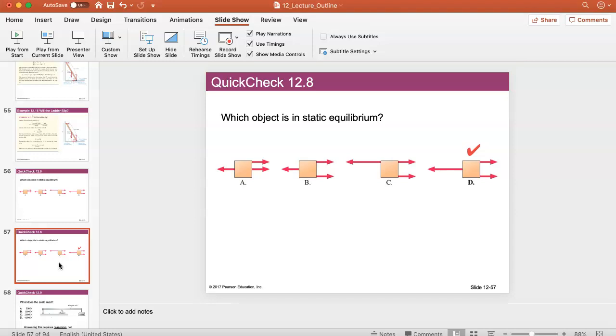All right, that's a good place to stop. Today we mainly talked about static equilibrium and practiced a little bit applying these two fundamental equations of static equilibrium.